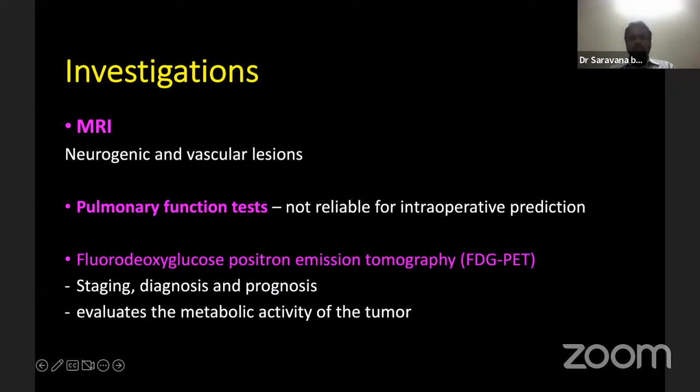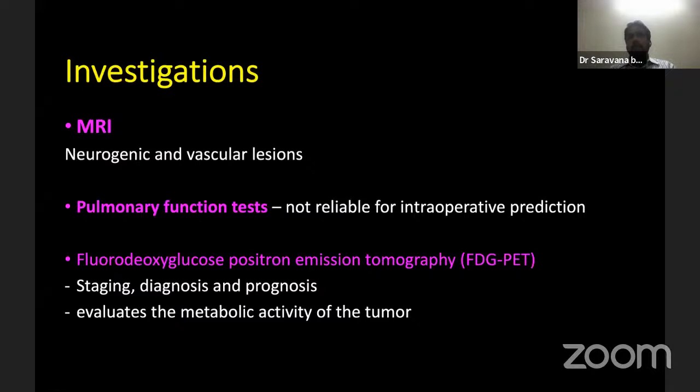Next come the other investigations. MRI is mainly done for the posterior mediastinal tumors and the vascular tumors, which are mostly soft tissue tumors. And then the pulmonary function test. Previously people used to recommend looking for fixed obstruction, or intrathoracic and extrathoracic obstruction, all those things. But a lot of studies have shown that the pulmonary function test is not a reliable test for predicting intraoperative morbidity and mortality.